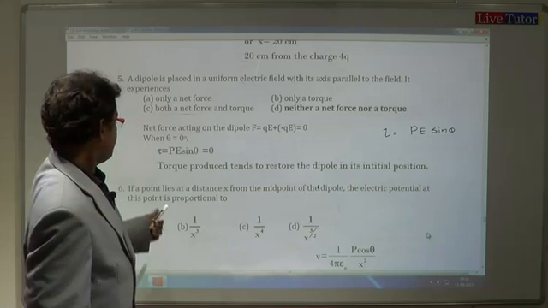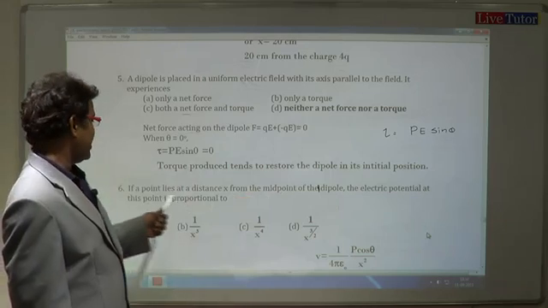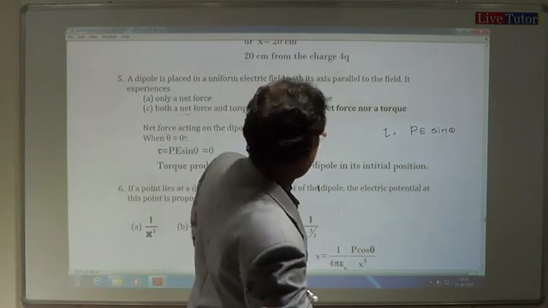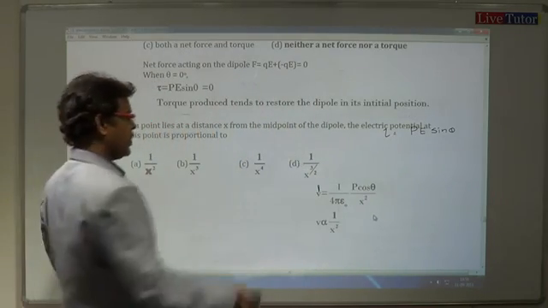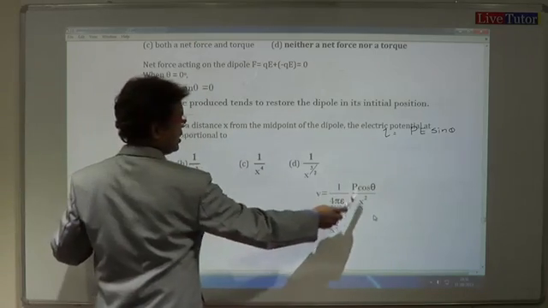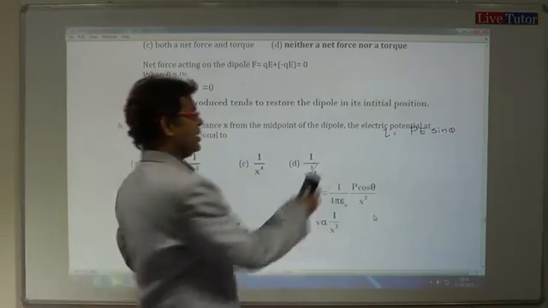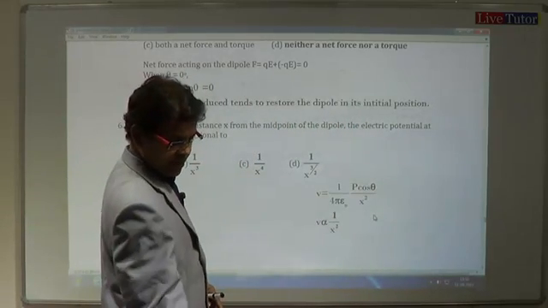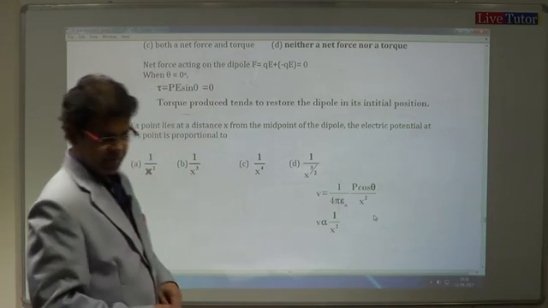Okay. The next one is, if a point lies at a distance x from the midpoint of the dipole, the electric potential at this point is proportional to. This is another tricky question. Look at this. We know the electric potential formula. What is the formula? V is equal to 1 by 4 pi epsilon into P cos theta by x square. In this question, there is the derivation, the electric potential derivation. In that, finally, we discussed 3 points, isn't it? Look at those points. Look at the special cases in electric potential.